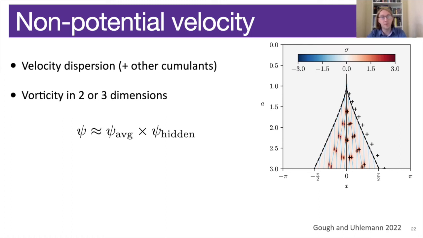Even better than that, using our wave decomposition, we can actually separate our full wave function into 2 parts. We have an average part that corresponds to the sort of bulk fluid velocity. So this would give us a mean density and a mean velocity. And then there's also this oscillatory hidden part of our wave function. And it's actually this hidden part of the wave function which sources the non-potential velocity, which in our case is a velocity dispersion, and all the other cumulants that you would expect.